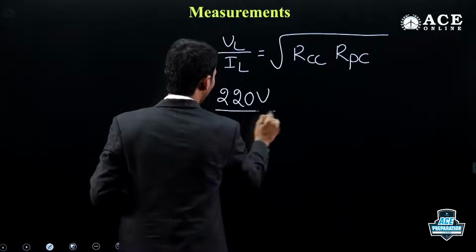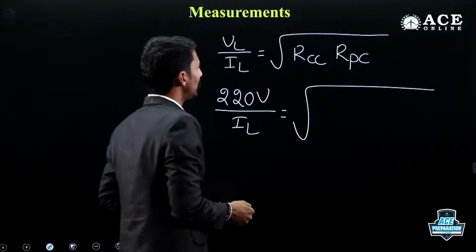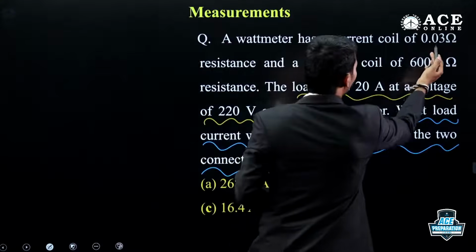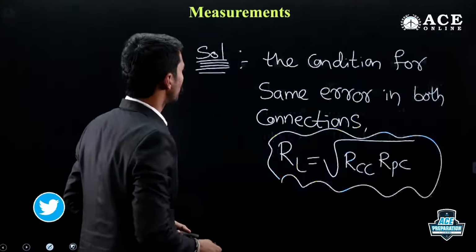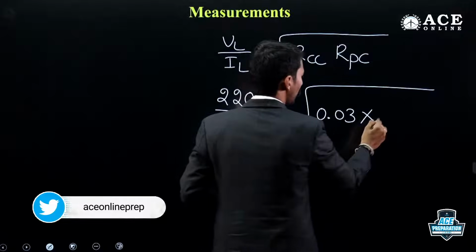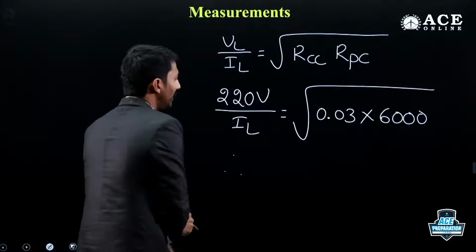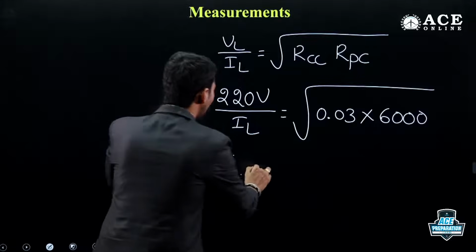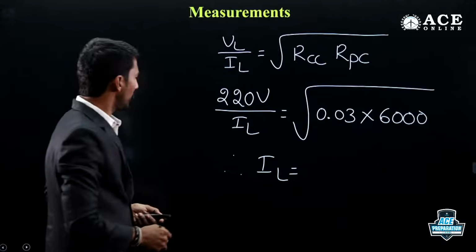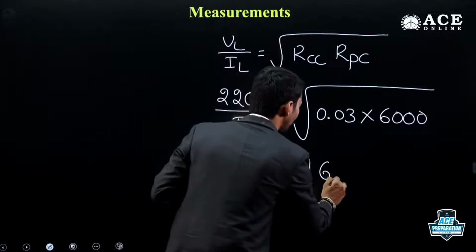220 volt by IL is equal to root of, what is RCC and RPC? RCC 0.03, RPC 6000. 0.03 into 6000. Simple. Therefore, IL is equal to, calculated, what is the value? If you simplify this, you are going to get approximately 16.4 amperes. Kindly verify this.